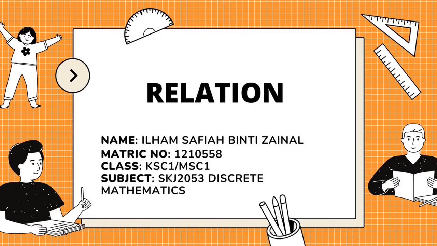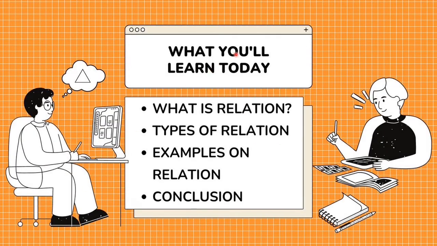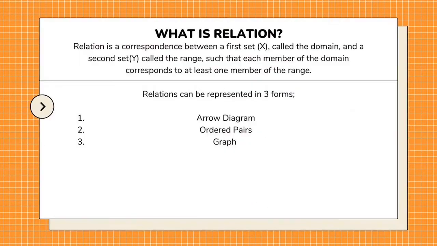The topic is relation, for subject SKJ 2053 Discrete Mathematics. What we will learn today: what is relation, types of relation, examples on relation, and the conclusion.